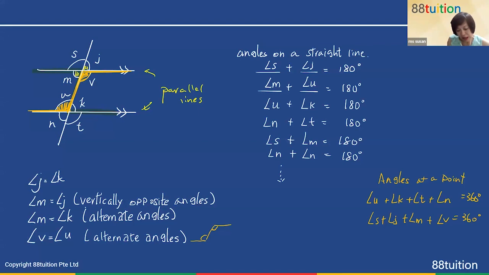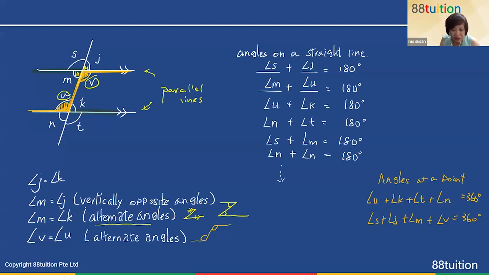So we also learned another type of angles. We call them alternate angles. Alternate angles form a Z. Why Z? Because you have parallel lines. When you form a Z, this angle must be equal to this angle. We call them alternate angles. Likewise, in the diagram here, what is formed is alternate angles. U must equal V.